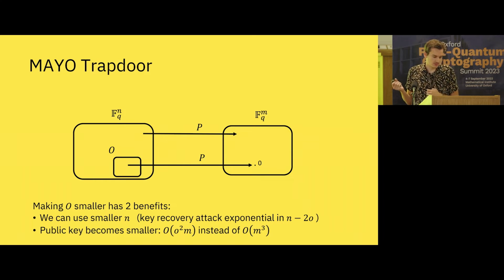I mentioned earlier that the complexity of these key recovery attacks was exponential in n minus 2 times m. But now if you have a smaller space, it becomes exponential in n minus 2 times O. So if O is smaller than m, the number of variables that you need shrinks a lot. So you can have a smaller system, which is good for efficiency, of course. And also the public key becomes much smaller. The size is proportional to O squared times m instead of m cubed. And if O is much smaller than m, this is a big improvement concretely.